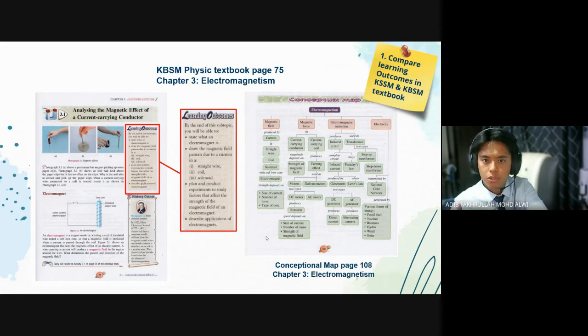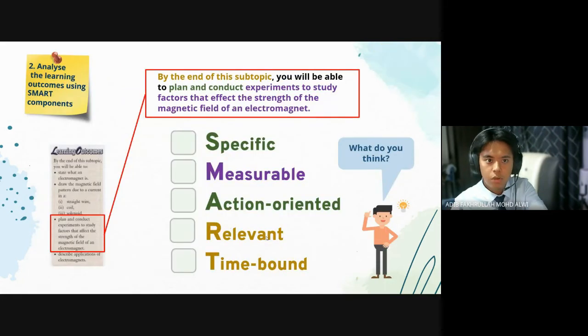All right, so let's analyze the learning outcomes using SMART components. By the end of this subtopic, you will be able to plan and conduct experiments to study factors that affect the strength of the magnetic field of an electromagnet. Is it specific or not? Let's check the action verb used. Plan and conduct. So it is action oriented.